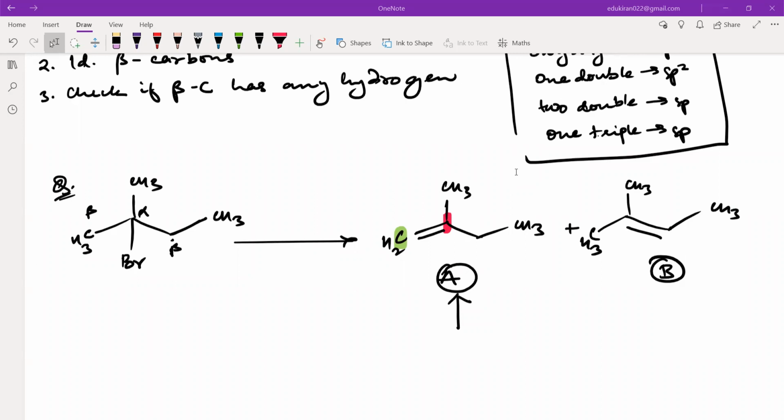Now you tell me, the red carbon, it is attached to how many alkyl groups? Two alkyl groups. All of you agree?